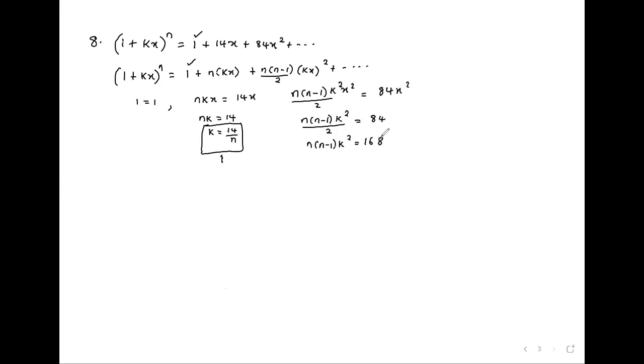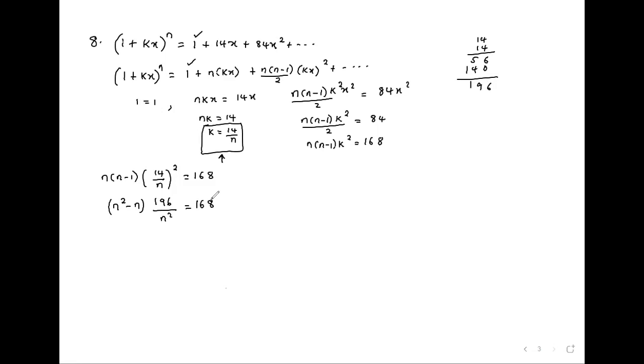Now the reason why we solved for k here and not n is because k only appears once, so we just have to substitute once. This is going to be n minus 1, where there is k, we take (14 over n) squared, is equal to 168. Expand. 14 squared, I don't have these numbers in my head, so I square: 196. So I have 196 over n squared is equal to 168.